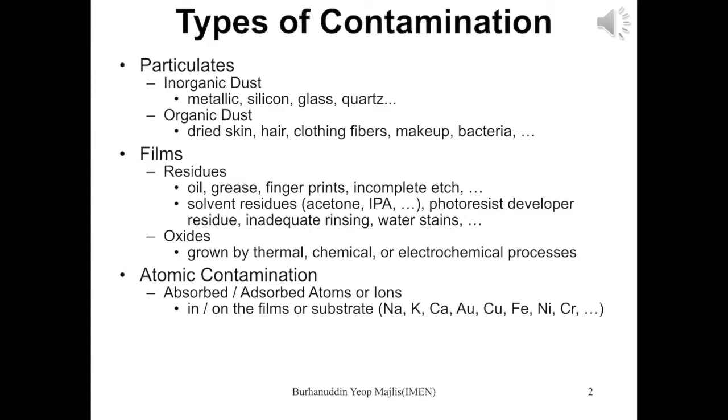Another one is film contamination, which is the residue from oil, grease, or fingerprint, or incomplete etch. A solvent residue from acetone or IPA and everything. Photoresist developer residue, inadequate rinsing, or water stain. So that is film contamination. And another type of film contamination is oxide. Oxide layer can be grown by thermal or chemical or electrochemical process.